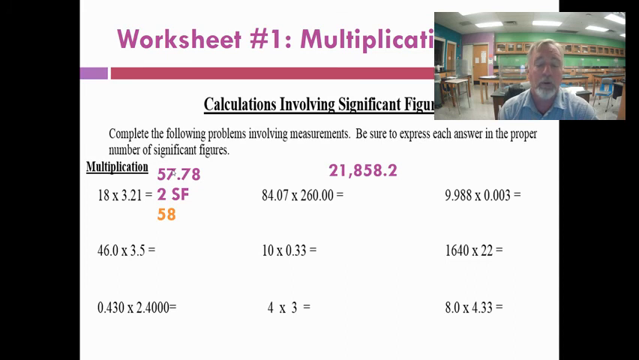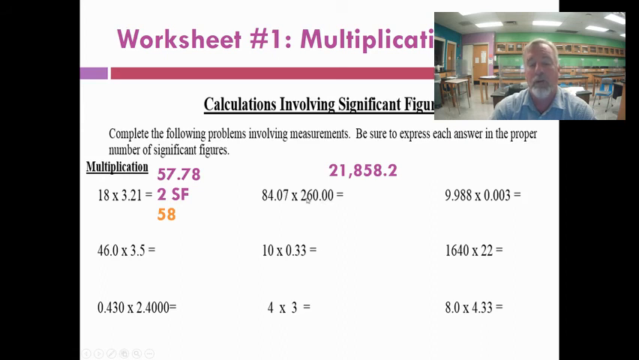Let's try another one. You punch 84.07 times 260.00 in your calculator, and it's going to come back and tell you nicely 21,858.2. Again, your calculator is just doing math. It's not doing science. It doesn't care about measurement errors. Science we do. How many sig figs in this number, 84.07? Well, there's a 0. What kind of 0? Captured 0. It always counts. So we have 4 sig figs in this number.